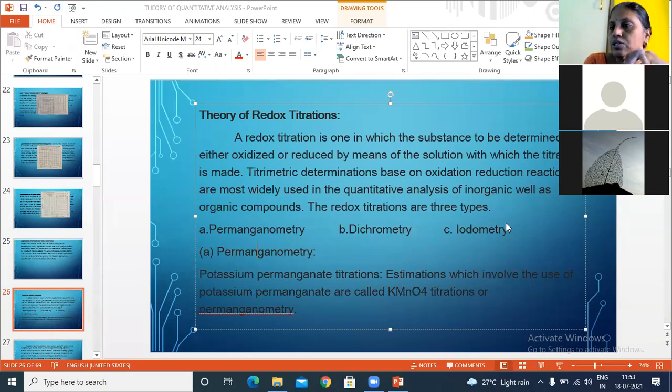So if iodine is used, it is iodometry; if potassium dichromate, dichrometry; if potassium permanganate, then permanganometry. There are three types of titrations that come under redox titrations. So the first one is permanganometric titrations. What are permanganometric titrations?